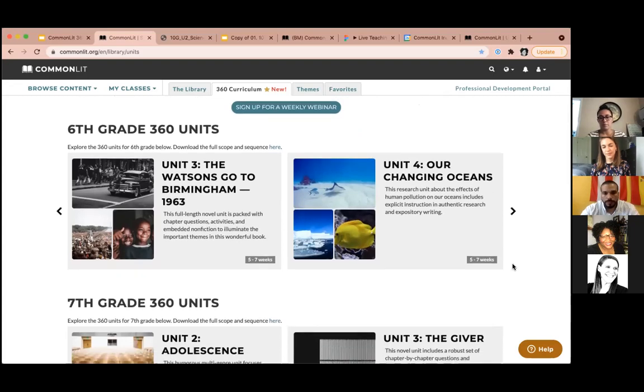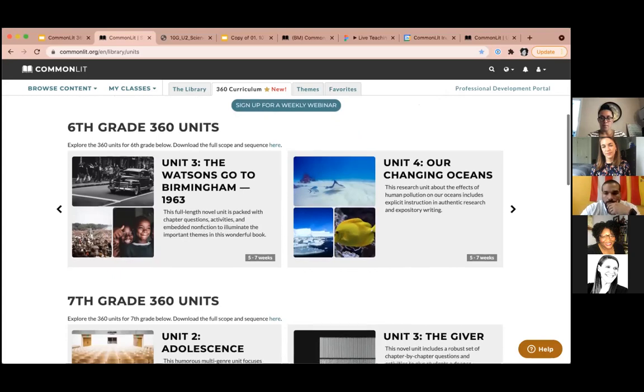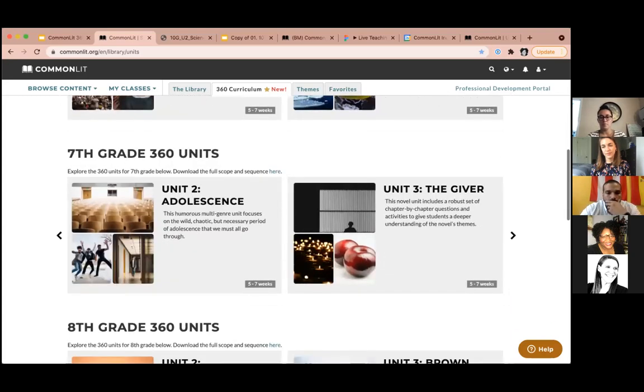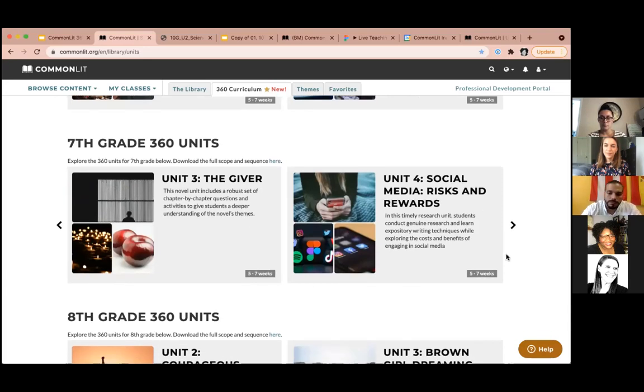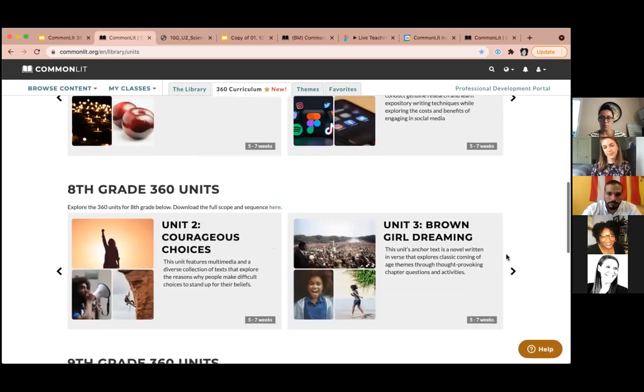In unit 4, students are looking at the ways our oceans are changing and the effects of human pollution. And they're saying, here's the one way the ocean is changing that I would like to advocate for change. Seventh graders are researching social media and they're exploring, is social media risky or rewarding? They'll take their learning from their research and ultimately have to tell us what are the costs and benefits of engaging in social media.